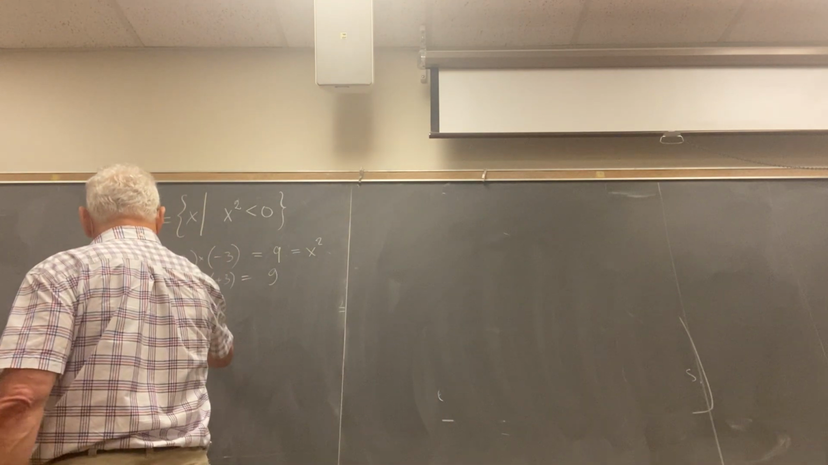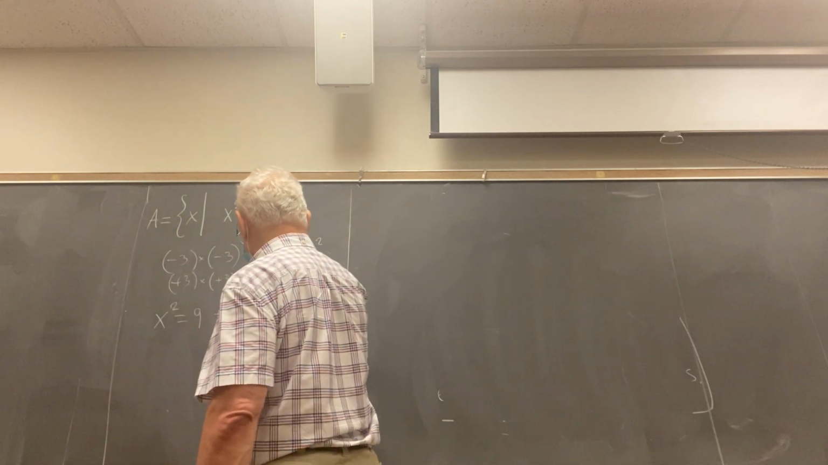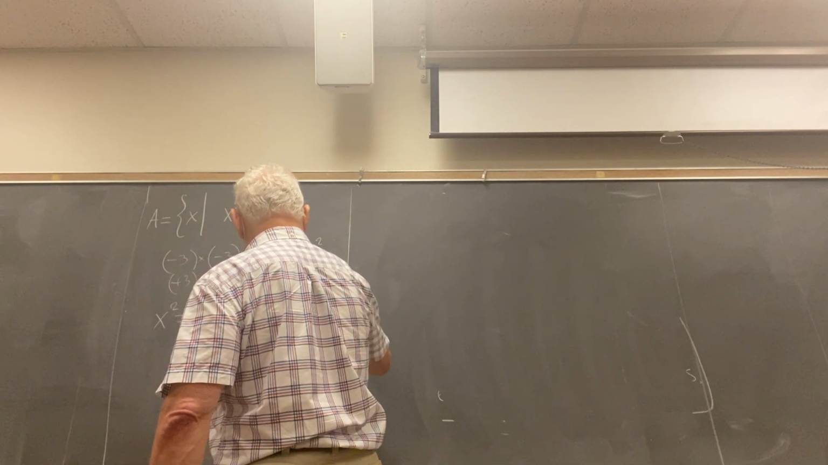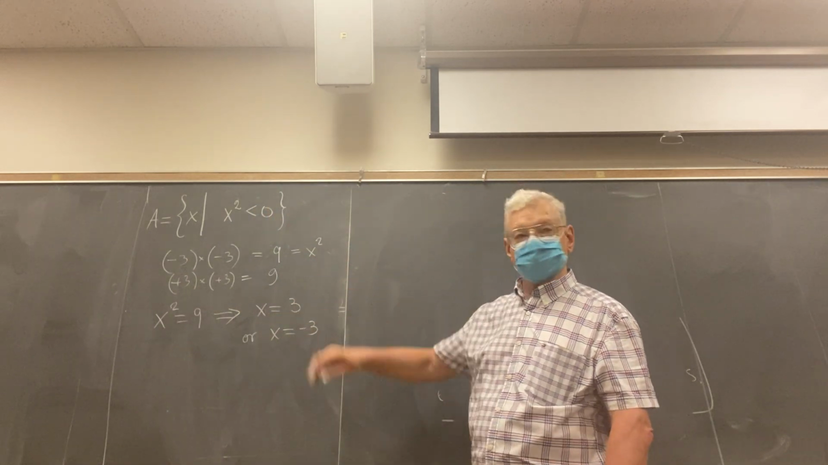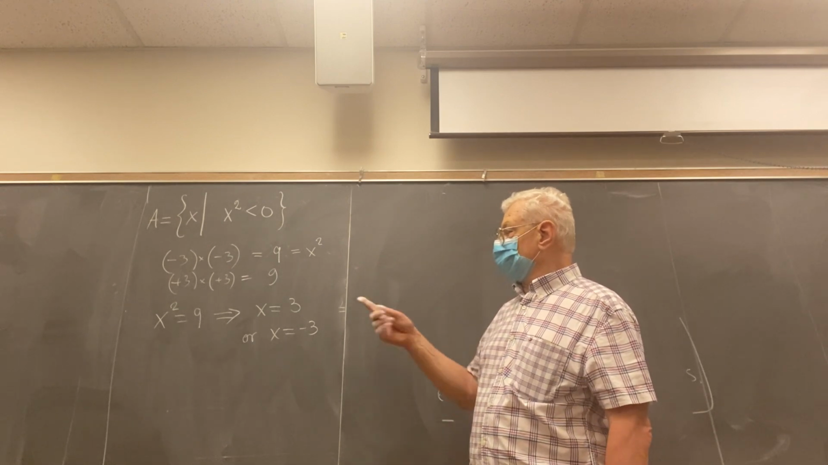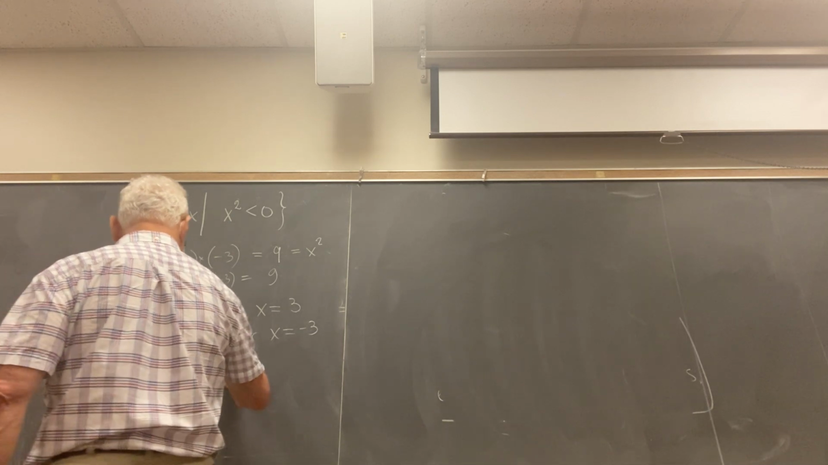So if x squared equals 9, then we conclude that x equals 3 or x equals negative 3. Because both of them, if you take 3 squared, you get 9, negative 3 squared is 9, right? But you see, and if you take, for example, x squared equals 0, then what x?